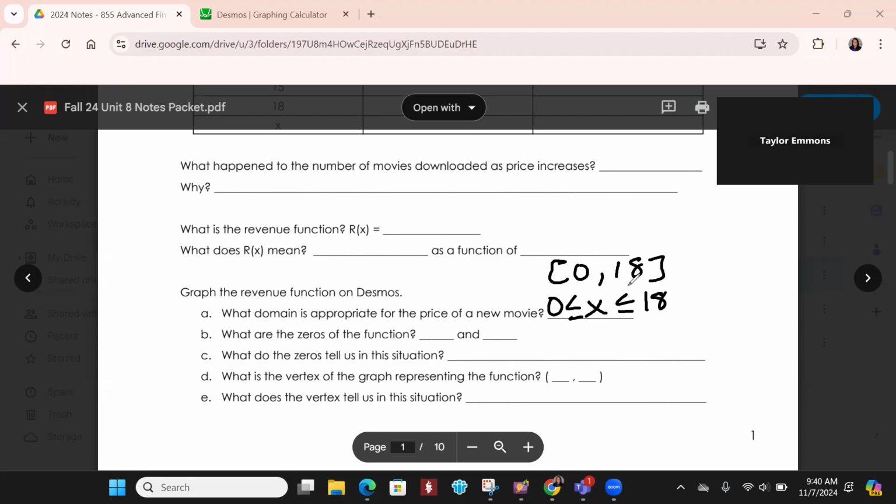Okay, what are zeros? X-intercept. All right, what are the zeros? So where does it cross the x-axis? 0 and 18. Beautiful. What do the zeros tell us in this situation?